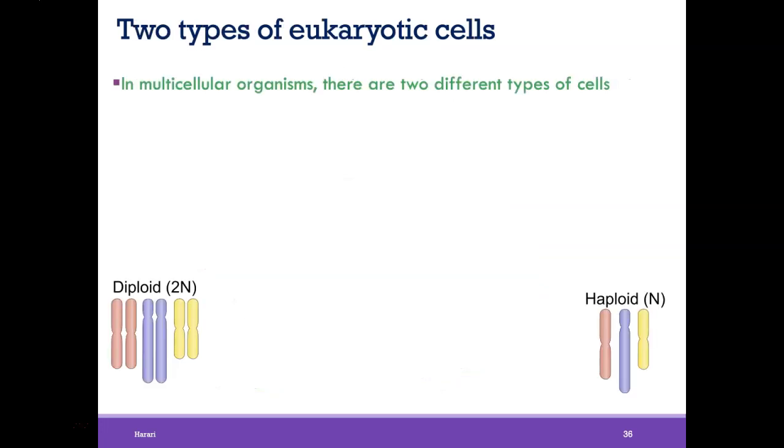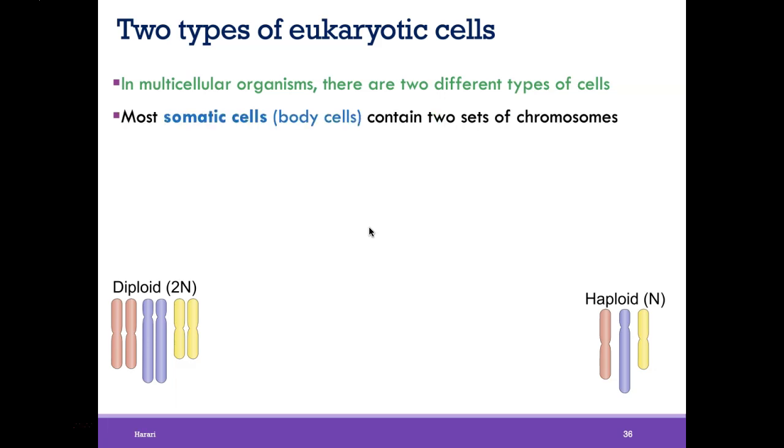So in eukaryotes, we have two types of cells. There are two different types of cells in multicellular eukaryotic organisms. Our somatic cells, or our body cells, contain two sets of chromosomes, right? One set from mom, one set from dad. We call these diploid. Di for two. They have two sets of chromosomes, two copies of every chromosome. Specifically, we have 46 chromosomes. We have two copies of each of the 23.